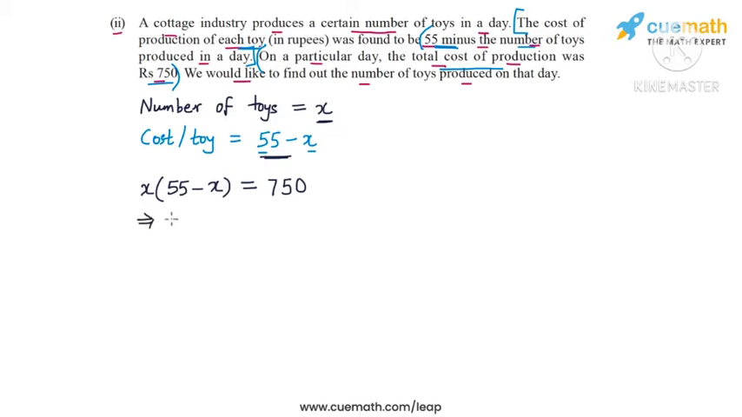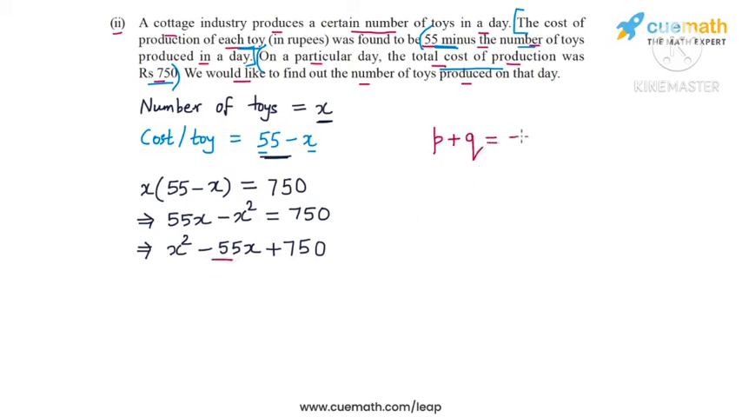So let's simplify this, write it in the standard form. So we have 55x minus x square on the left side equal to 750. Let's take the terms on the LHS to the RHS. So we get x square minus 55x plus 750. This is equal to 0. Now to solve this quadratic equation, we will split the middle term. To split the middle term, we have to find out two numbers whose sum is equal to minus 55 and whose product is equal to the coefficient of x squared times the constant term, so 750.